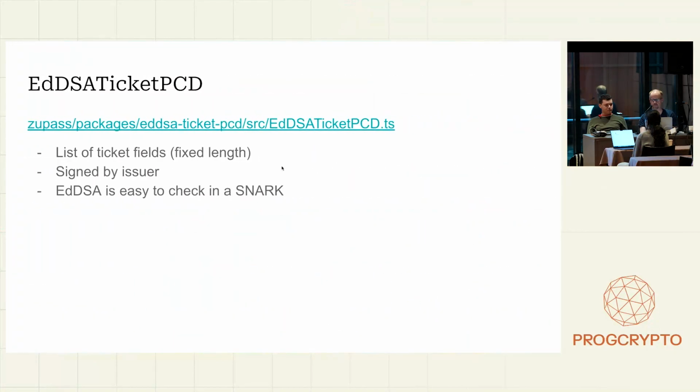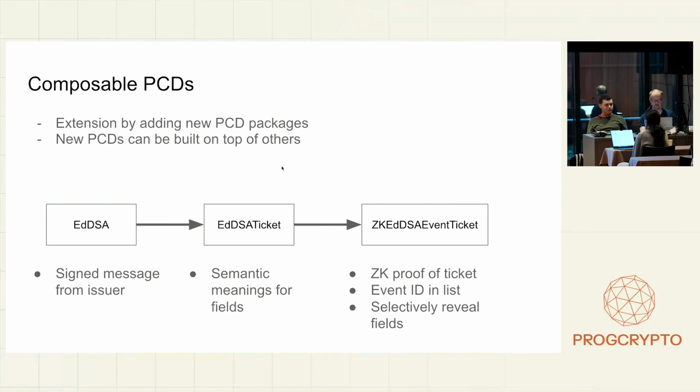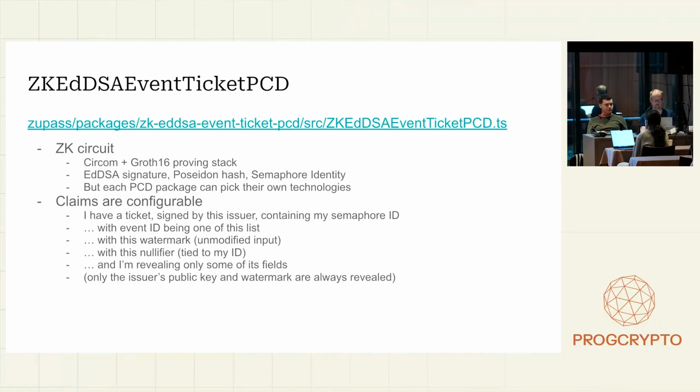So that's our first level, reminding you of the levels we're up. That was the EdDSA ticket. The next level up is the ZK proof. So this one actually has a ZK circuit in it rather than just a signature. The technologies we're using here are Circom to generate a Groth16 proof. Inside of our Circom circuit, we're using EdDSA for signatures, Poseidon for hashing, and we have a Semaphore identity, which is how you identify yourself to ZooPass.